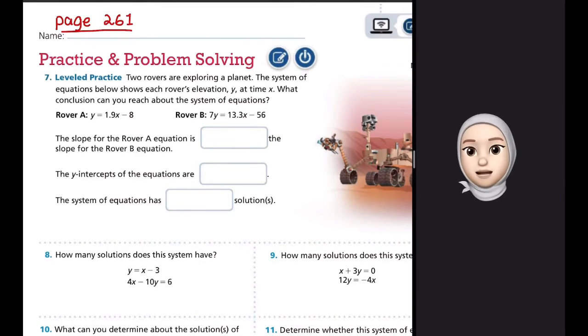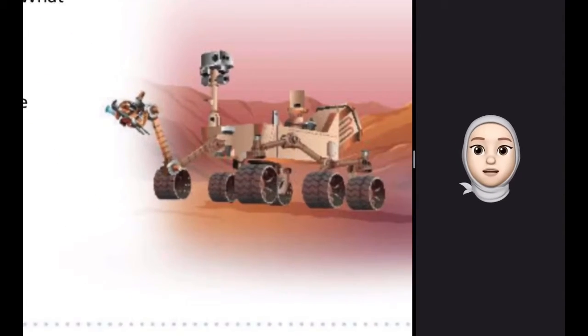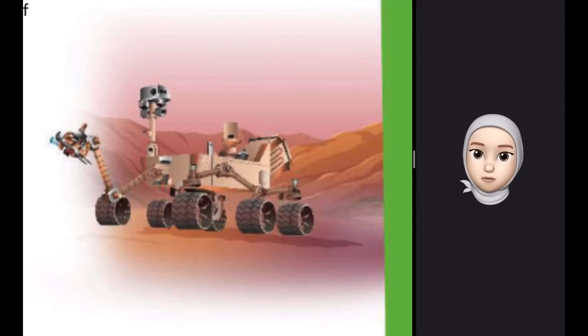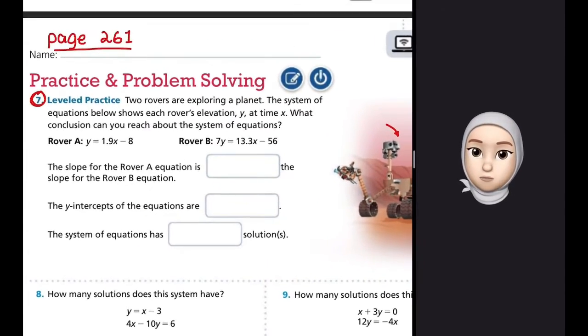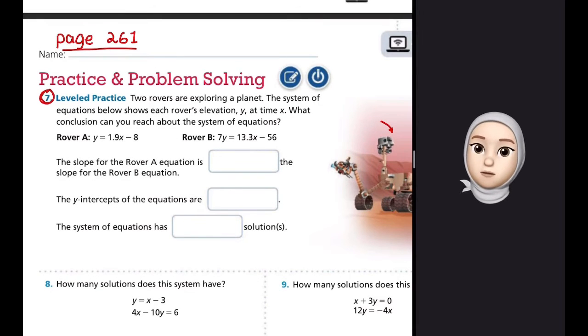Now I need you to take a look at question 7, the level practice, in the book on page 261. As we said, if you want to check what is meant by rovers, you can check on Google. Rovers are robots that they send to other planets, so as not to risk any astronauts, in order to explore that planet. They are going to explore the system, the weather, basically everything on that planet.